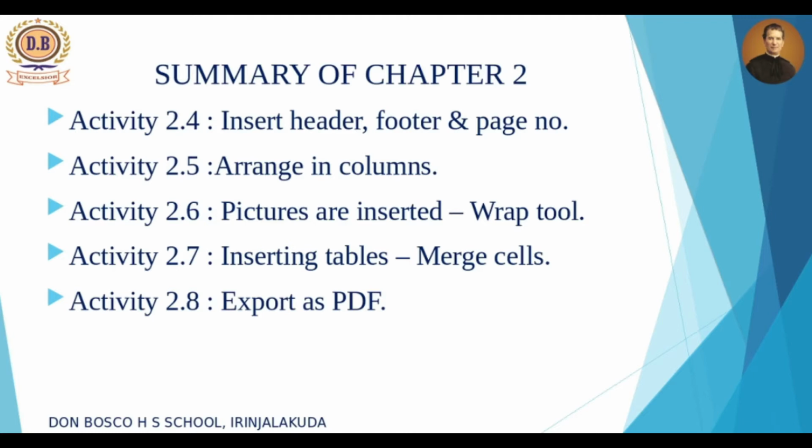The sixth activity which we have learned was how to insert pictures by means of the wrap tool. By using the wrap tool we can adjust the contents and pictures equally. Then the seventh activity was inserting tables. There you have studied 2 topics. One is merge cell, an important topic. The other topic was inserting new rows and columns. And the last and final activity in the second chapter was exporting as PDF. We can either save it in any folder or we can export it as PDF.